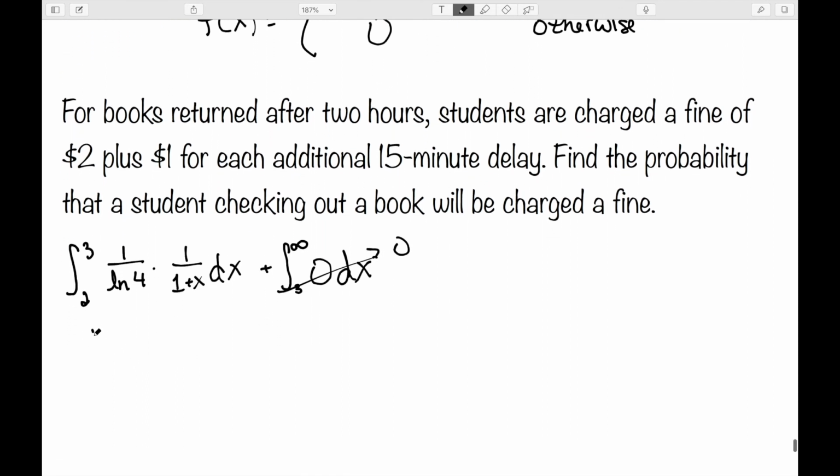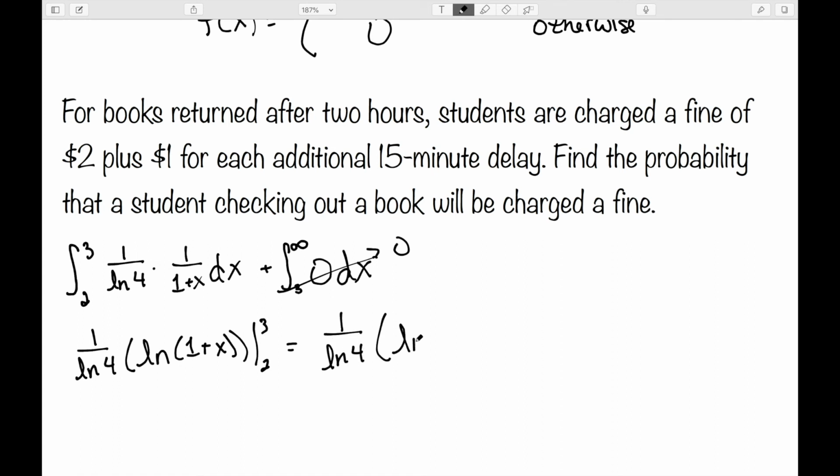If I integrate this, I get 1 over ln of 4 times ln of 1 plus x, going between 2 and 3. So 1 over ln of 4 times (ln 4 minus ln 3). And this works out to be approximately 0.2075. So the probability that a student checking out a book will be charged a fine is 0.2075.